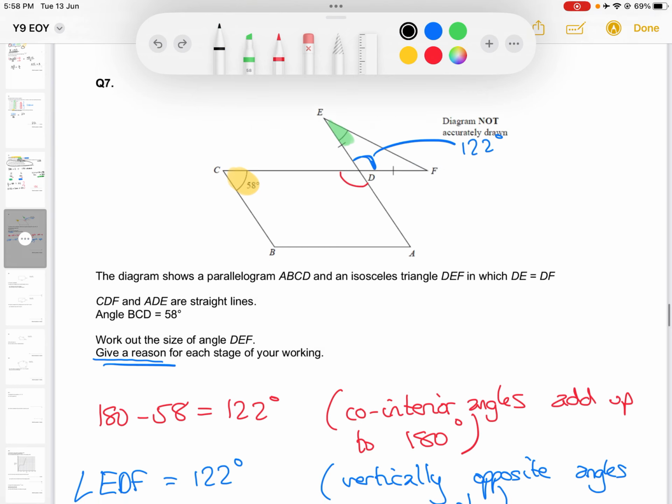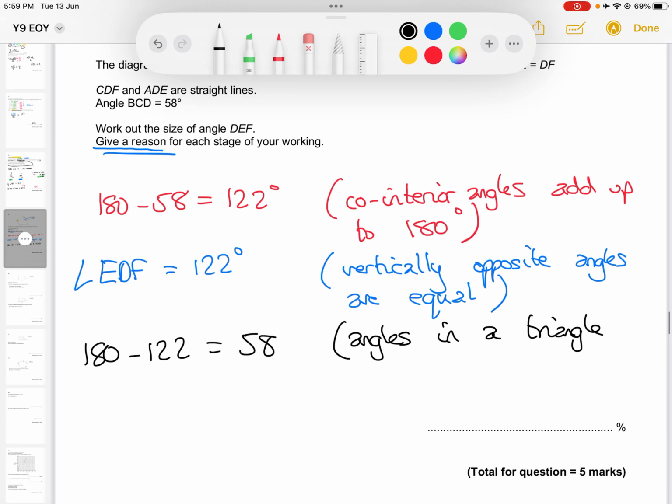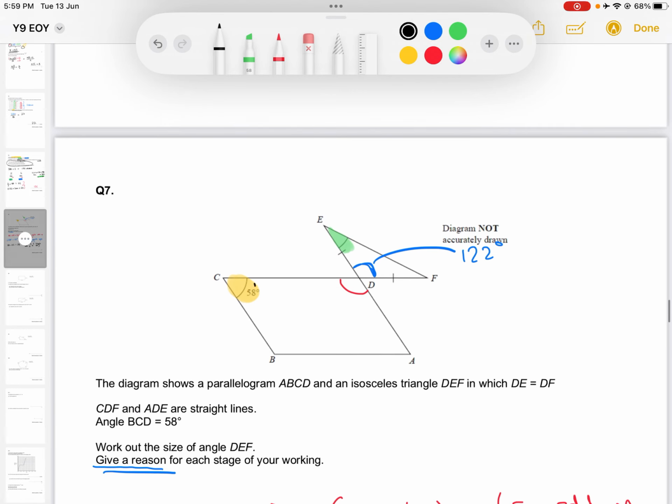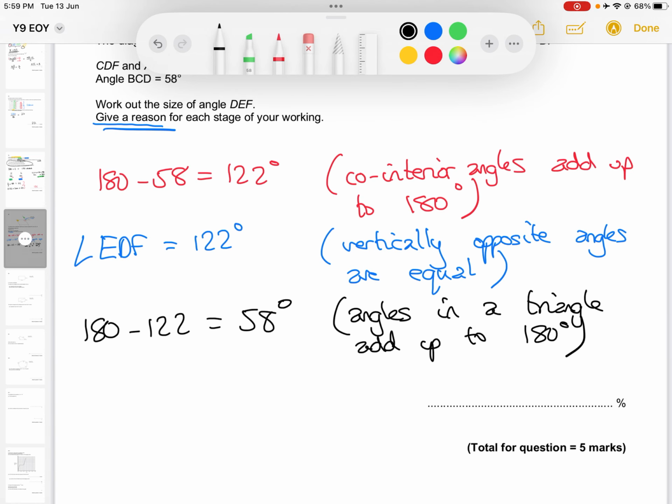If we take this 122 away from that 180, we can use that because of the fact that angles in a triangle add up to 180. So that would be our reason for doing this. Angles in a triangle add up to 180. Now I know we're back where we started in terms of the 180, but you're not expected to know that this here would be the same as the size of those 2 angles added together. So it's just a coincidence really in this question that we end up back where we started. So 3 sums so far, 3 reasons.